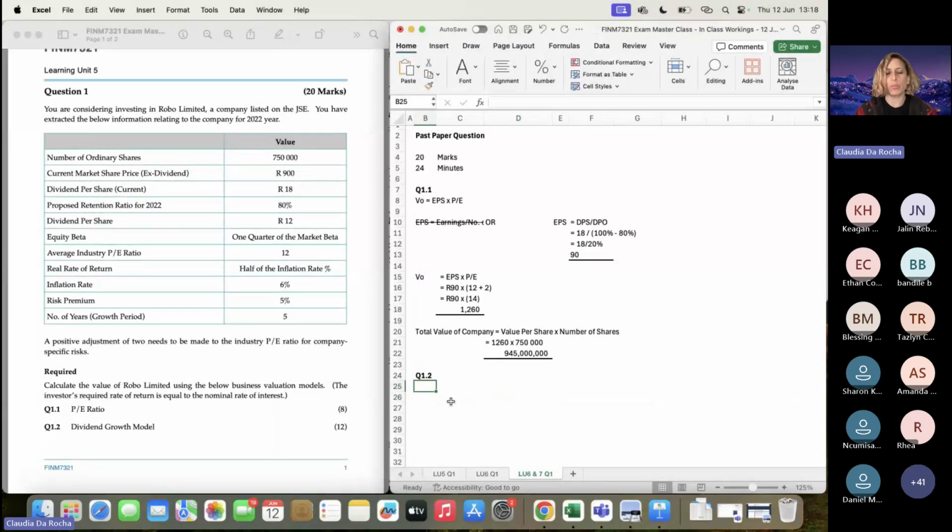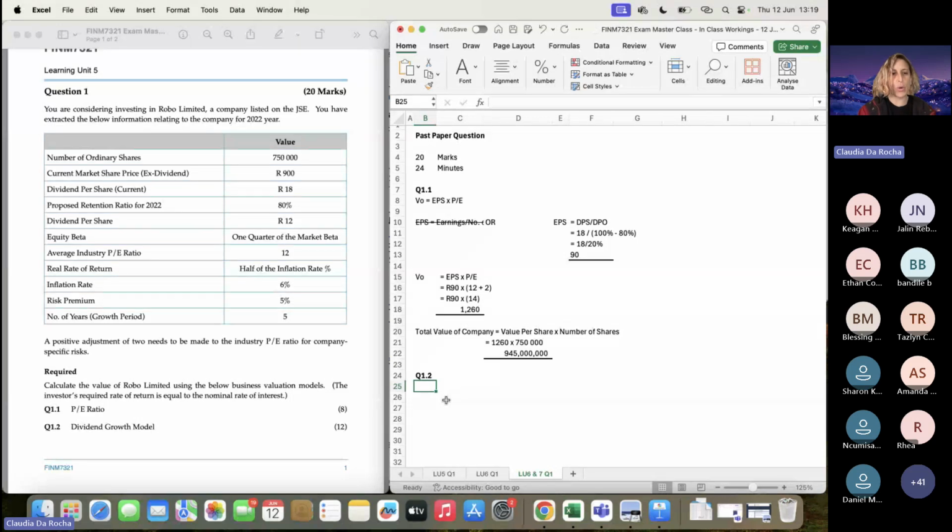Let's go on to the second part of the question. So the dividend growth model now. What's important is we have to identify from this question, is it a constant growth period or is it a variable growth period? So how do we do that? How do we know which question it is?